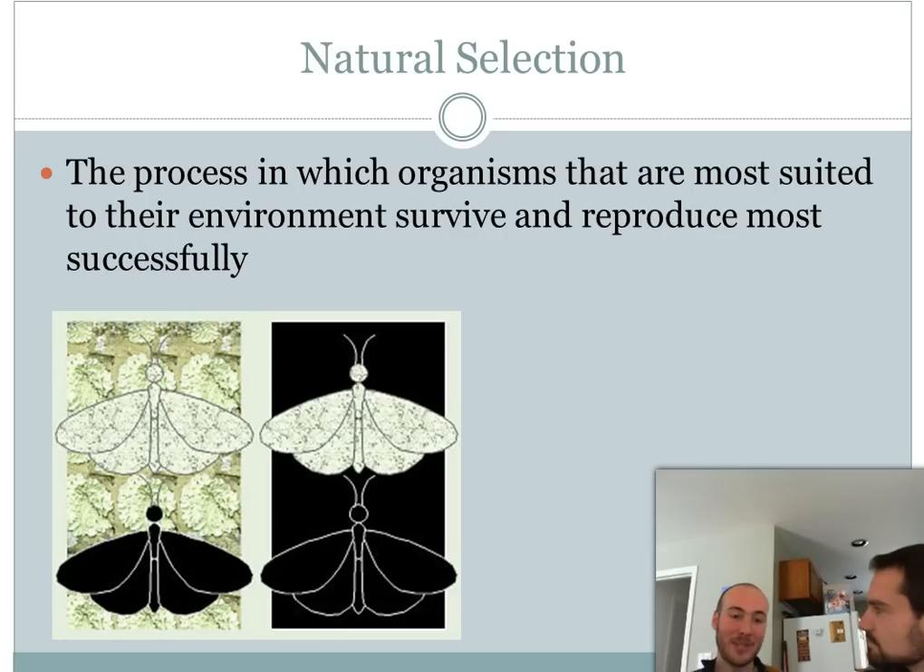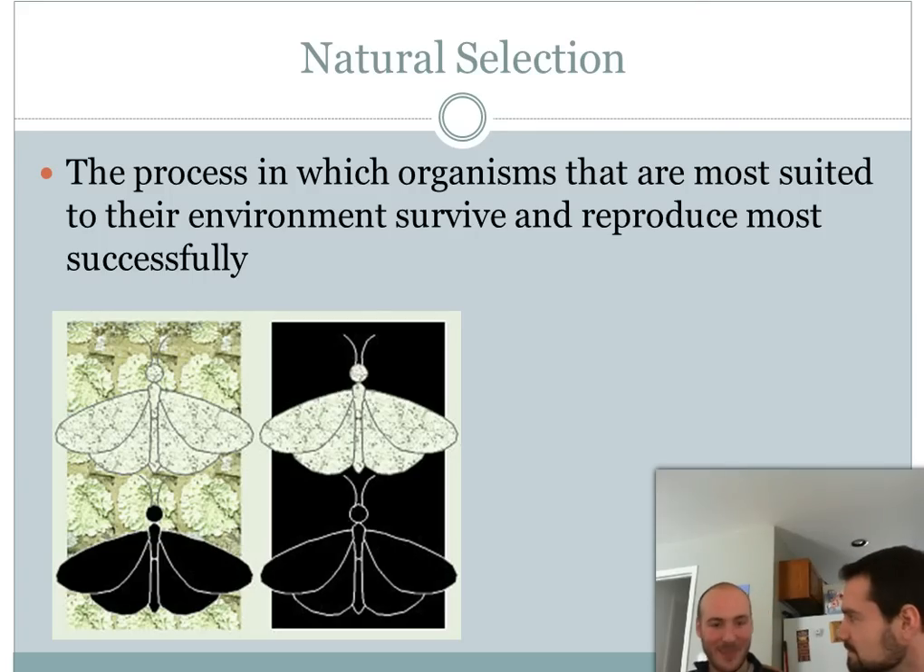But anyway, now natural selection. This is the process in which evolution actually happens according to Darwin. There are a few other things that can happen that we'll talk about, but the vast majority of evolution happens via natural selection, and in that process, the organisms that are most suited for their environment will survive and reproduce most successfully. If they don't reproduce, then natural selection doesn't occur. So on this picture on the left, which organism is more suited for its environment, the white moth or the black moth? The white moth. Why do you think that is?